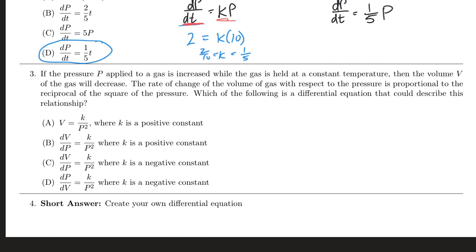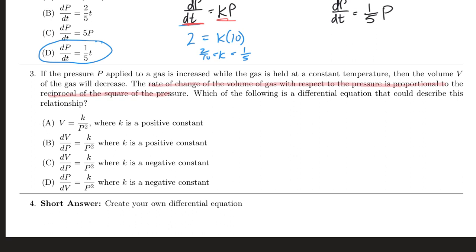Here's another word problem. Again, you can read through it, and I'll tell you the important part. So pressure P is changing based on the volume. The rate of change of the volume with respect to the pressure is proportional to the reciprocal of the square of the pressure. So that one sentence is going to lead us to our answer.